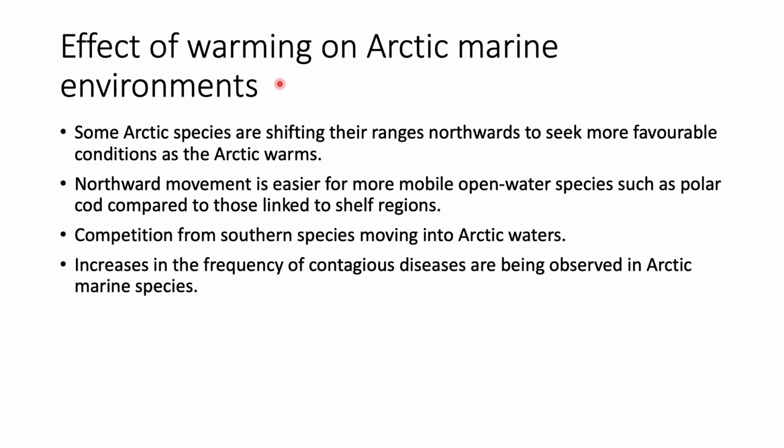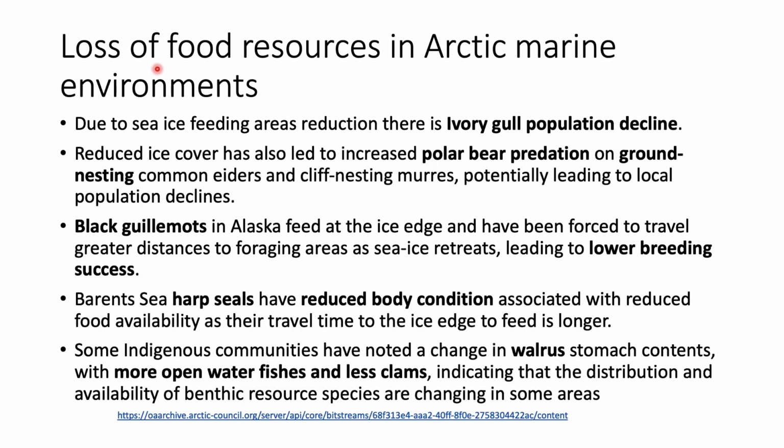So what are the effects of warming on the Arctic marine environment? Arctic amplification is the main factor. Some Arctic species are shifting their range northwards to seek more favorable conditions as the Arctic warms. The northward movement is easier for more mobile open water species such as polar cod compared to those linked to shelf regions. Competition from southern species moving into Arctic waters is also a major challenge. An increase in the frequency of contagious disease is being observed in Arctic marine species because of invasive species moving in from the south. There is also a loss of food resources in the Arctic marine environment due to climate change.